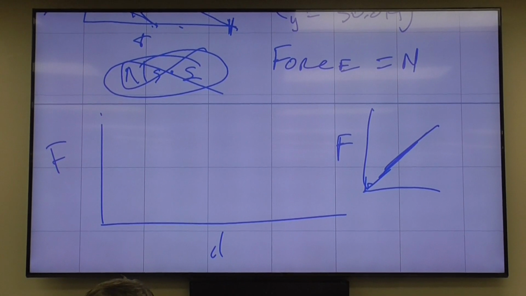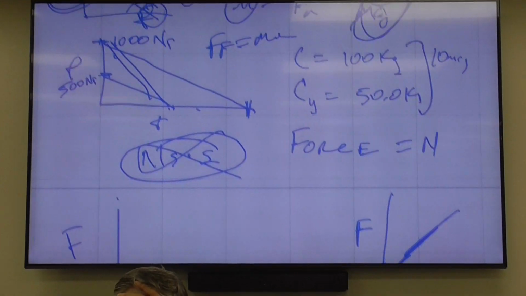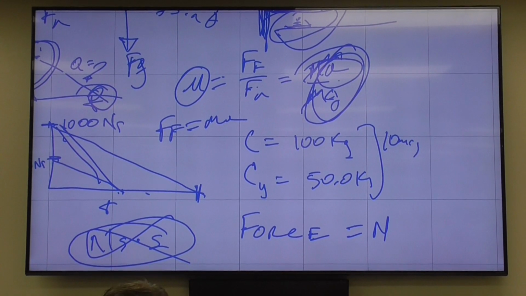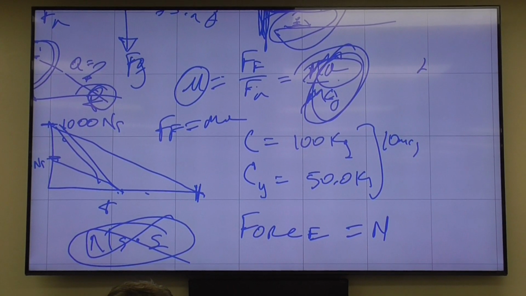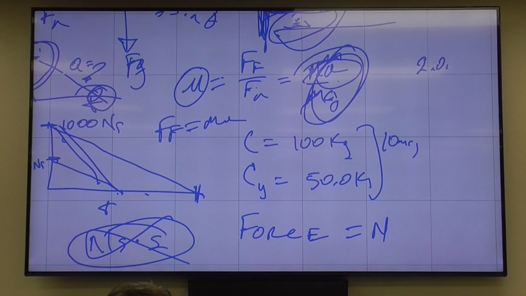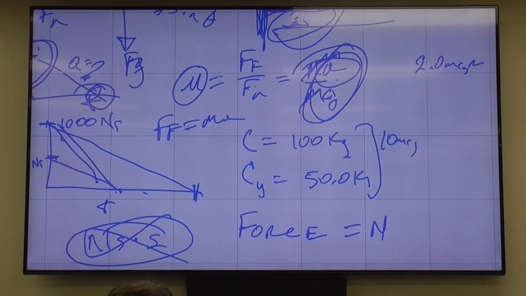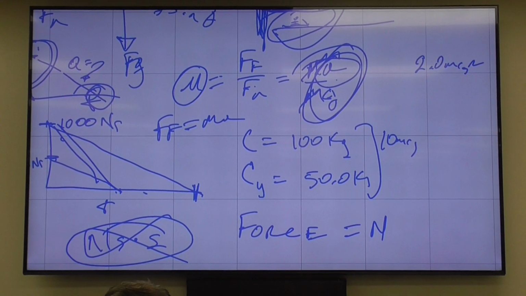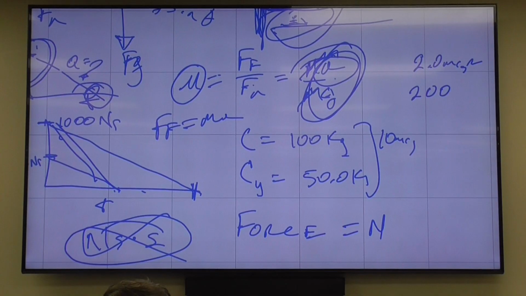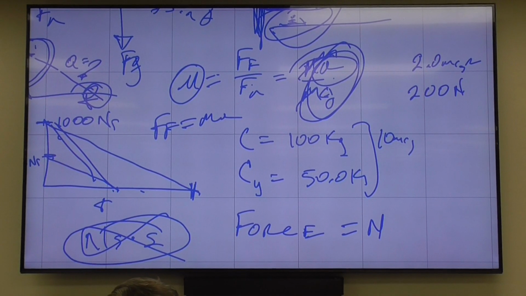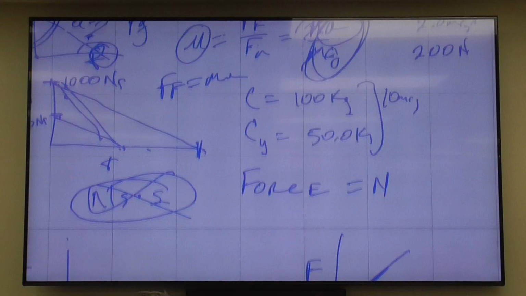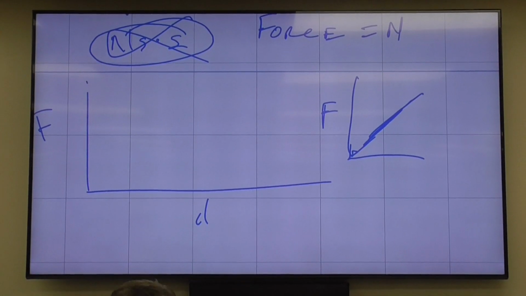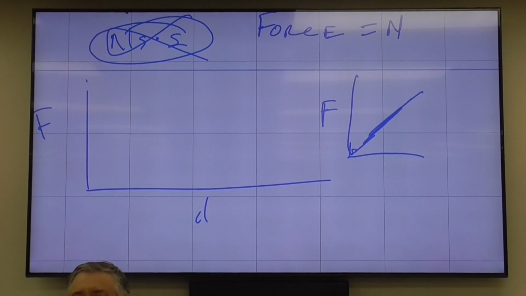All right, so let's put in some numbers. Let's say that acceleration is 2 meters per second squared, and Colin has a mass of 100 kilograms, so the force acting on him is going to be 200 newtons. True? Now, here's the question: is the stopping distance for both of them going to be the same?